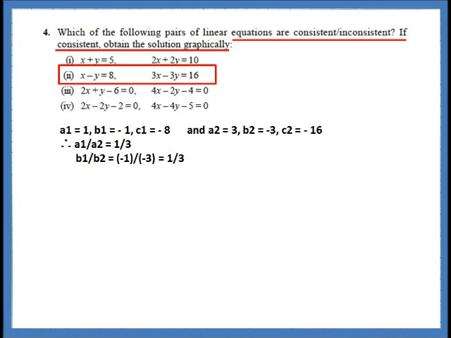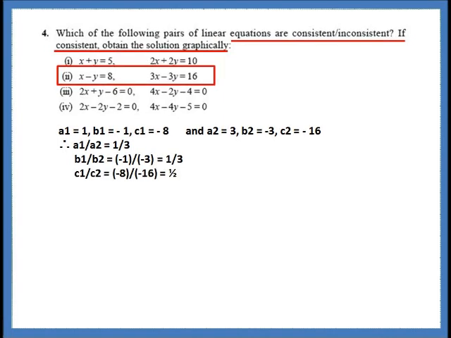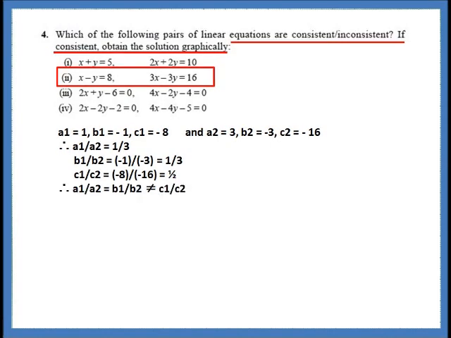b1/b2 = -1/-3, so that is equal to 1/3. Therefore, c1/c2 = -8/-16, so that is equal to 1/2.